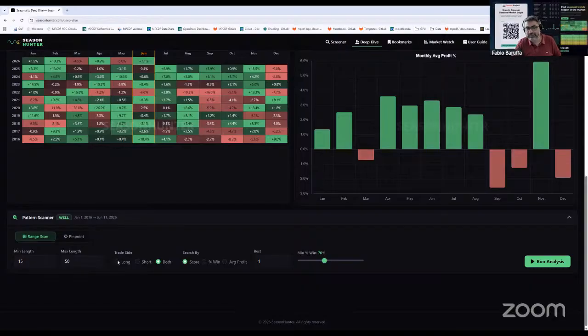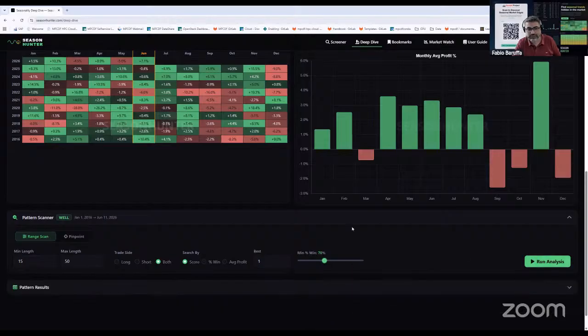Then I want to analyze the side. In this case, I want to analyze long and short, making them compete, because actually there might be seasons where you have to go short on this ticker, for example September in this case. Then I want to search by score, percent win, or average profit. In this case, I choose score. For each month, you tell me only the best one. You can even choose the 2 best or the 3 best, and the mean percentage win.